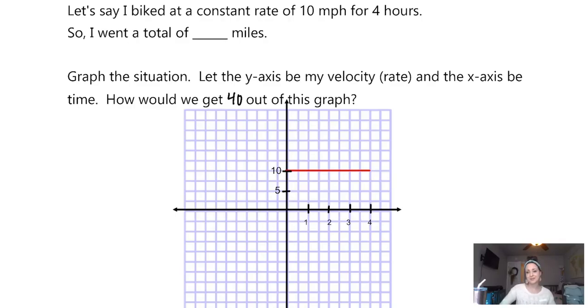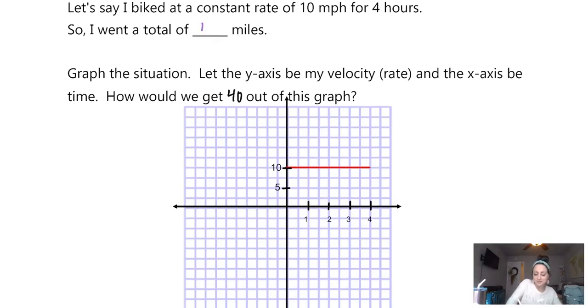All right, so a couple kind of basic examples here. So let's say I biked at a constant rate of 10 miles per hour for 4 hours. So I went a total of how many miles? Total of 40 miles, right?